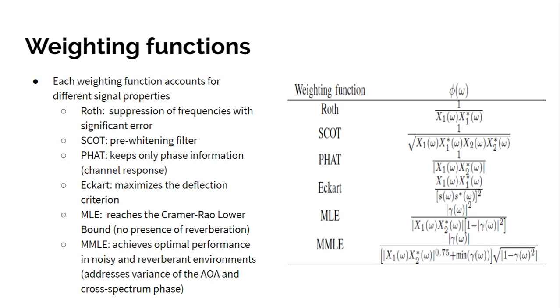right? So the weighting functions. As we can see here, there are six weighting functions here, but there are actually more in the literature. But I'm not going to go too much deeper on that because it would be really difficult to analyze lots of weighting functions just at once. So first of all, we have the Roth filter. It has a rather simple formulation.